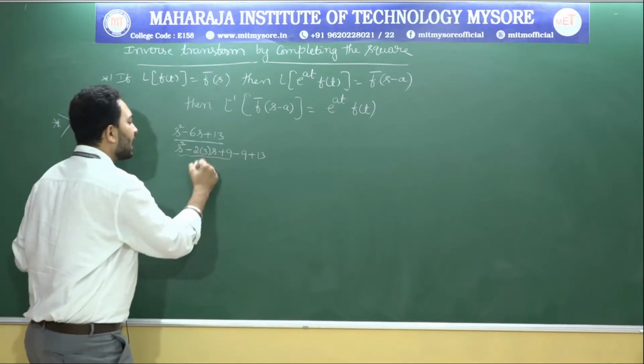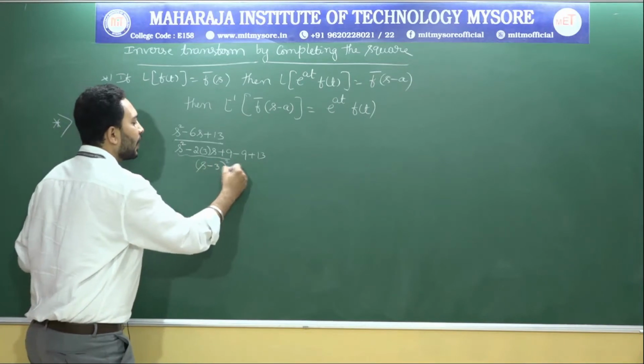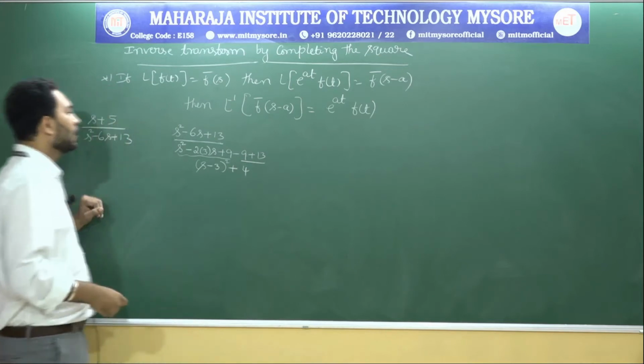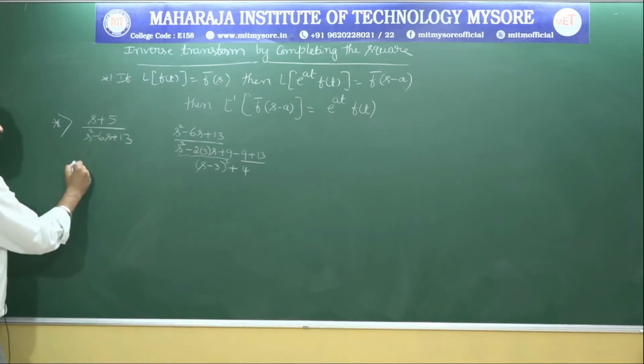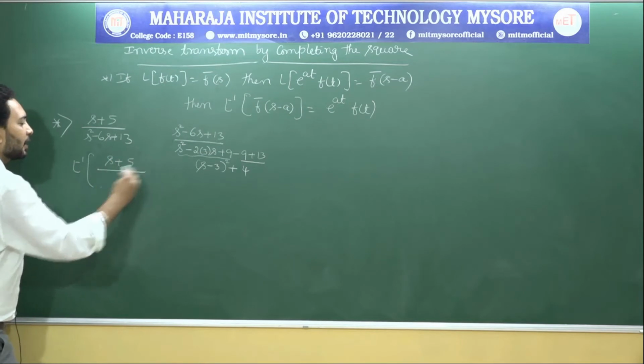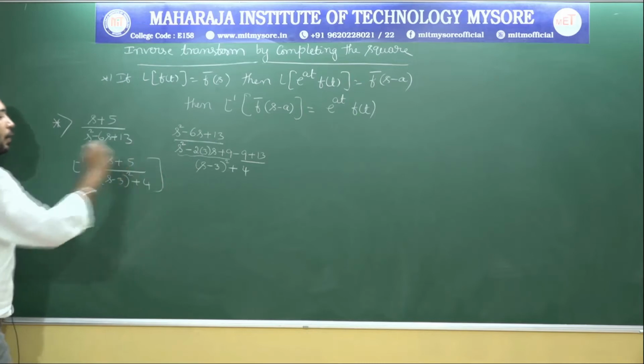By using this, I can write s minus 3 whole square plus 13 minus 9, which is 4. Now I can write L inverse of this, s plus 5 divided by s minus 3 whole square plus 4.